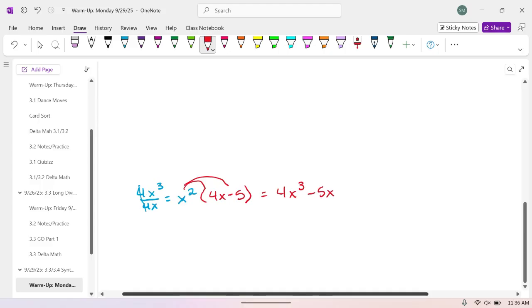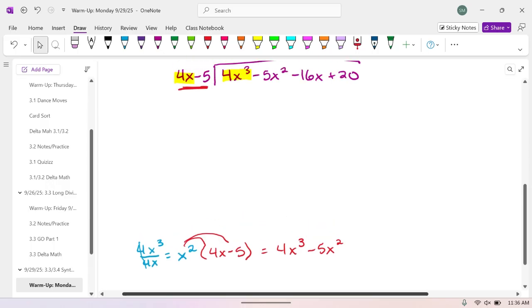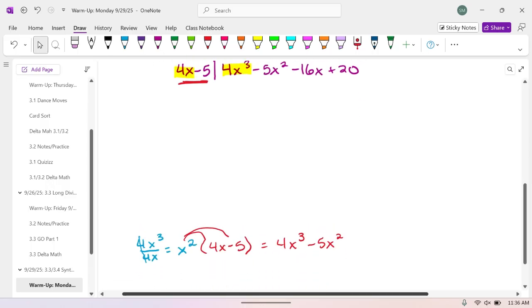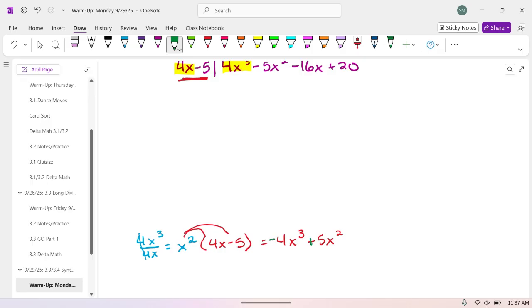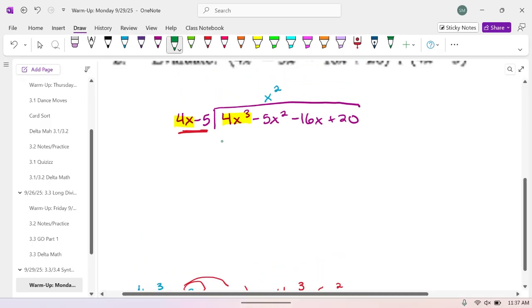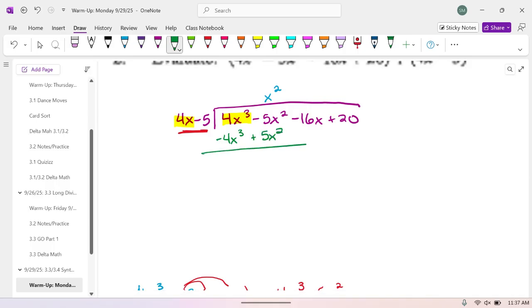Yep. Now, remember, before we can write it up top, because we want to end up subtracting it, what do I end up having to do with those two signs? We switch them. So this would be minus, this would be a plus. So I'm going to write minus 4x cubed plus 5x squared. What happens to my 4x cubed? Cancels. What happens to my 5x's? They also cancel. So this is actually one where typically, one of them wouldn't cancel. This one actually does.